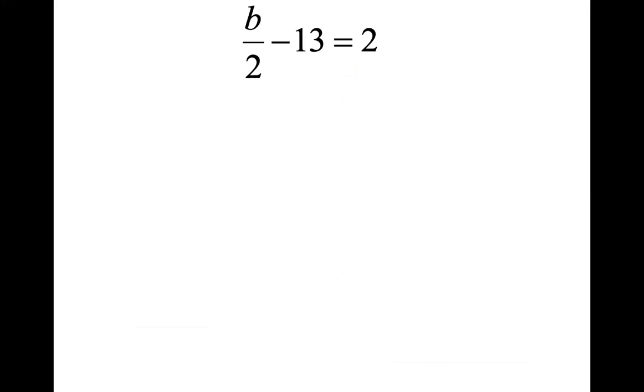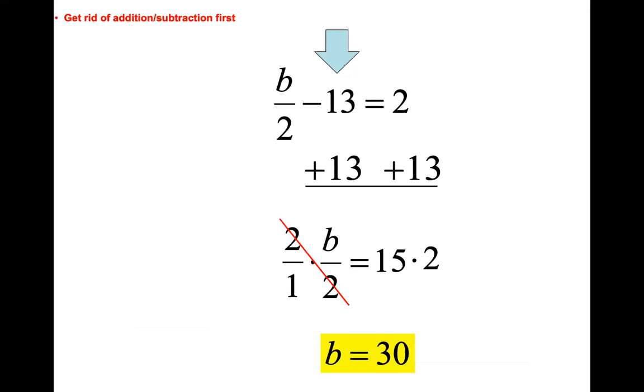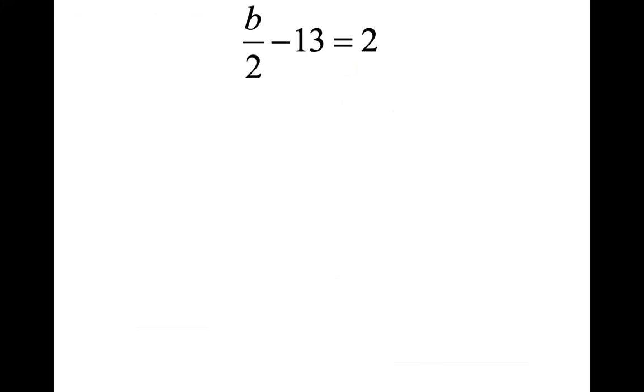One more time. What do we claim the answer was? 30. Let's do a check step. We said 30 was the answer. Throw 30 in for B. What's 30 divided by 2? 15. Minus 13. 2. It is the right answer. Do you have to do a check step, Elijah?